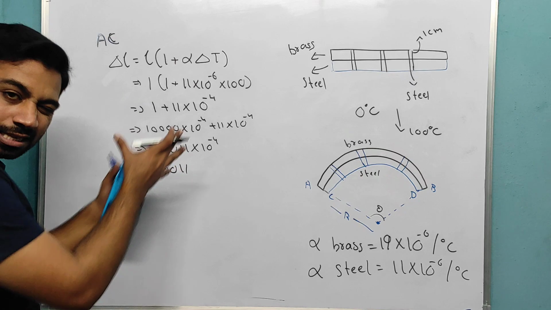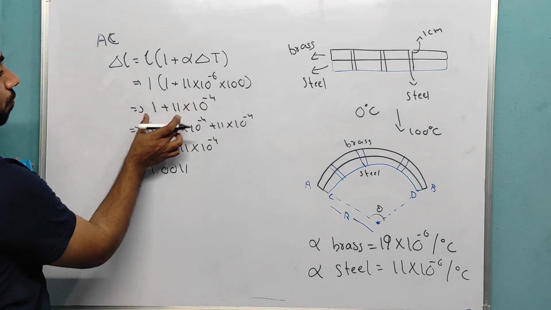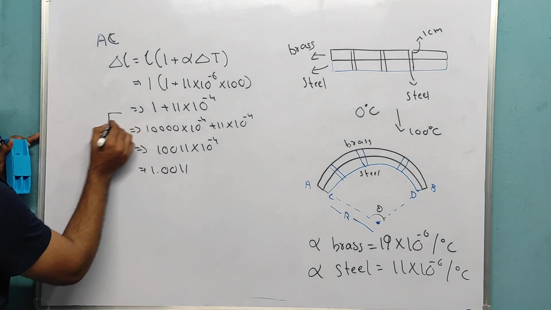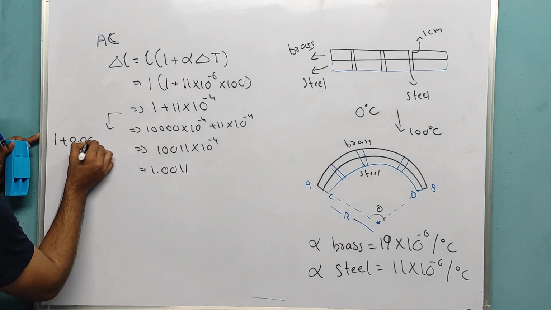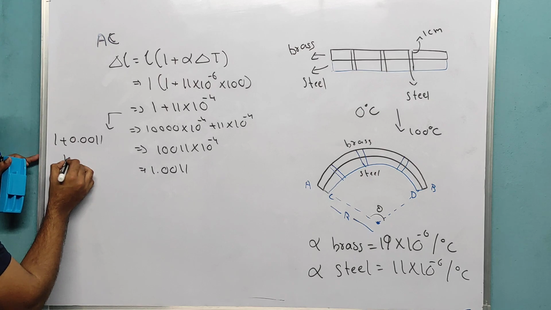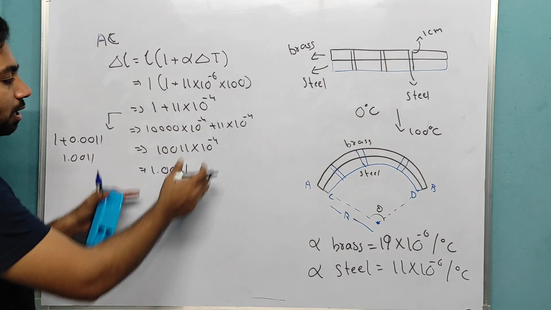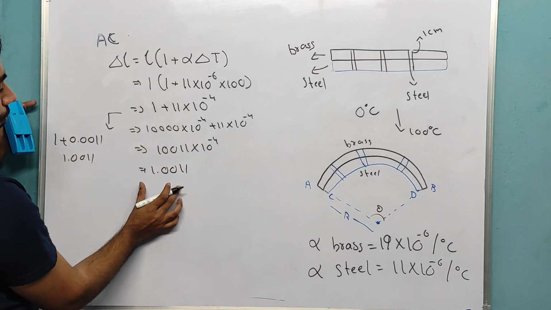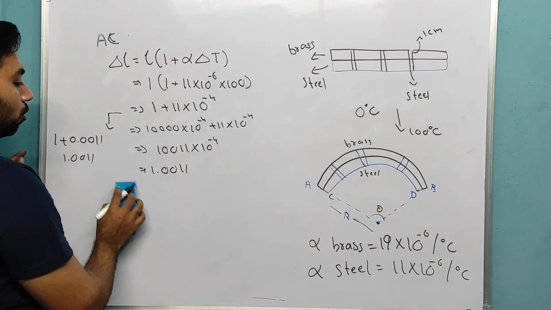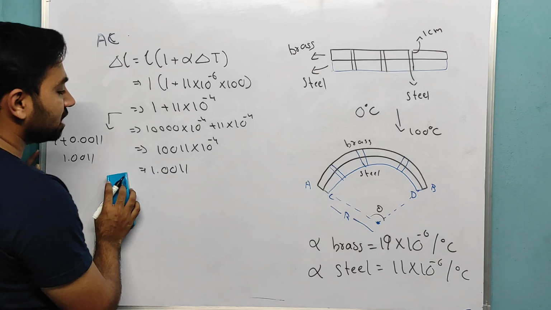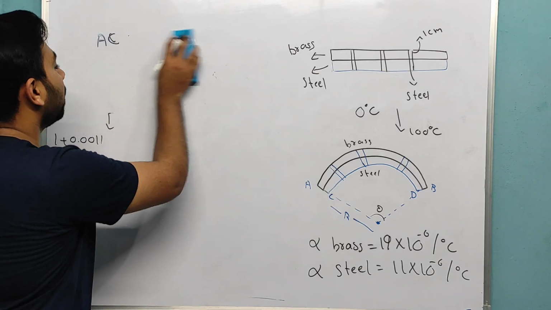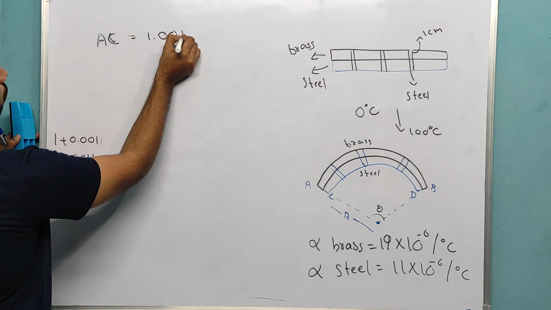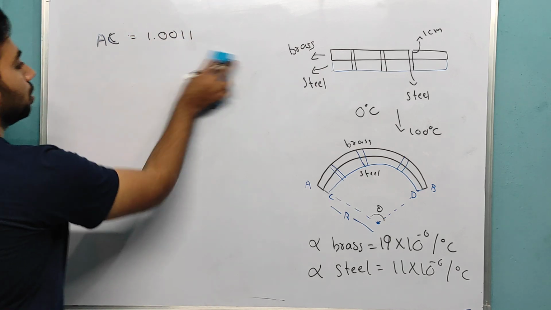Alright, so this is the simplified method I am doing, or else we can do it from here only, but I am doing the simplified one because I am very happy with this. So it is like 1 plus 0.0011. You add it, 1.0011. You got your answer. Here I am showing two methods, use whichever you like. So the AC value we got is this one. Take note: after heating, the AC value becomes 1.0011.